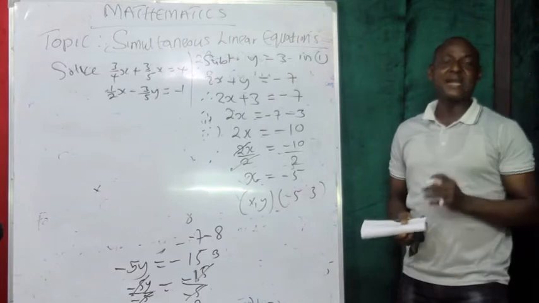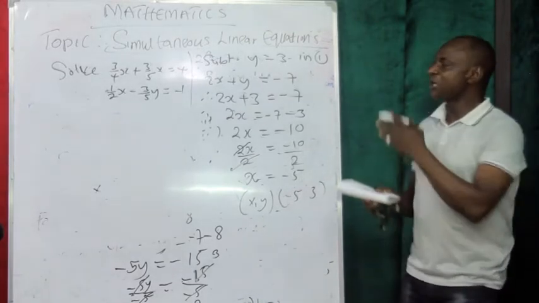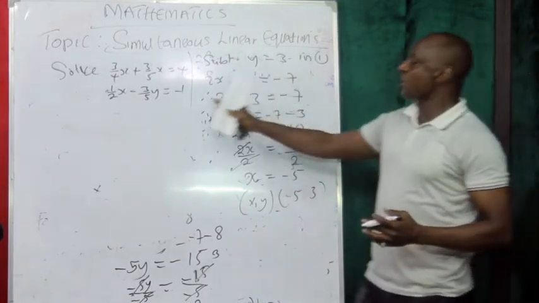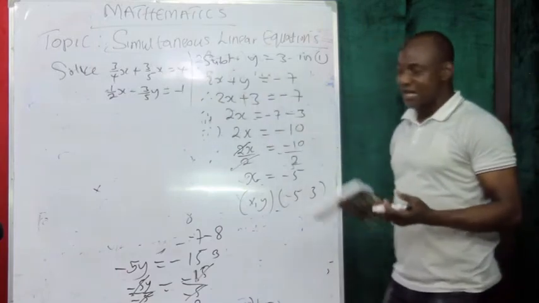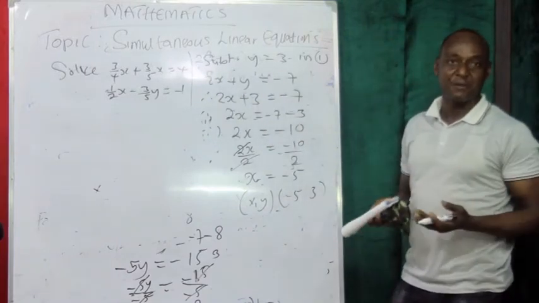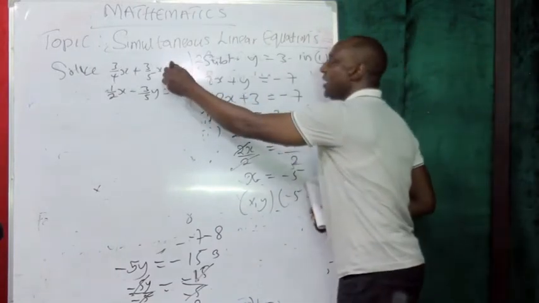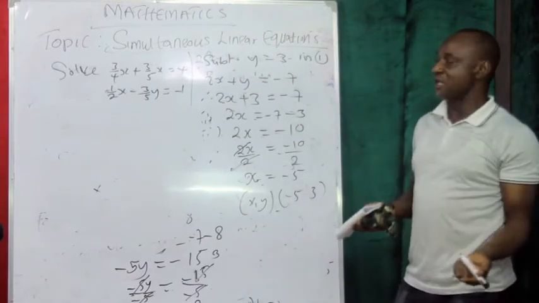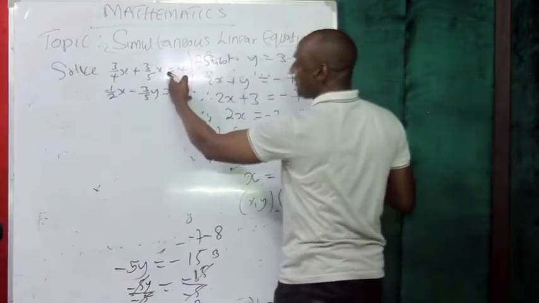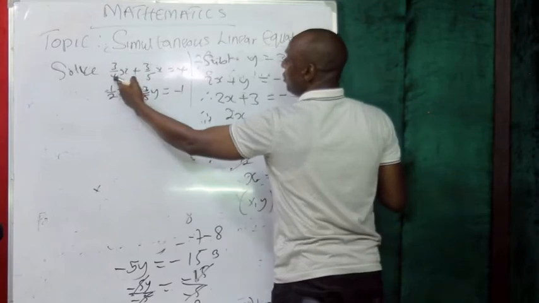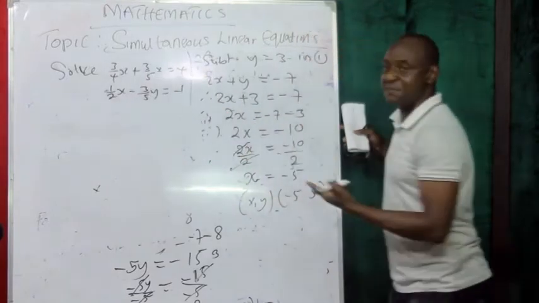Sometimes a question may be given to you in this form. You shouldn't panic as a student. What do you need to do? The question is given to you in a fractional form, so you have to resolve your fraction. You convert the equation into linear, then you proceed. Like the first one you are having here, you find the LCM of the denominators.